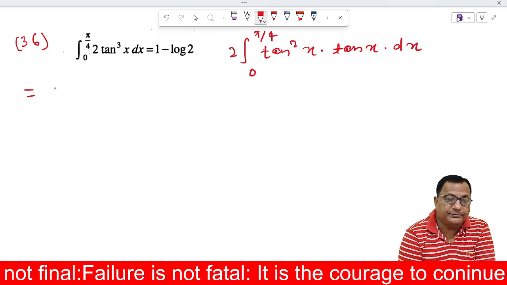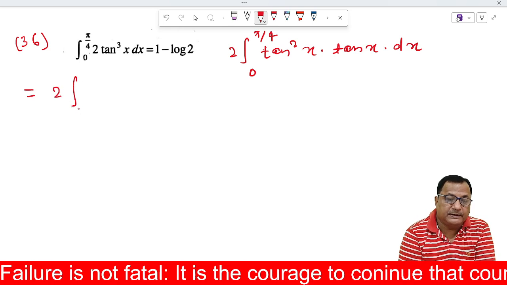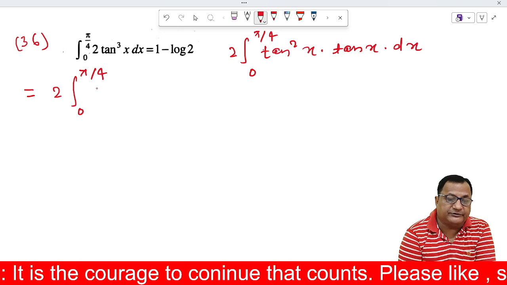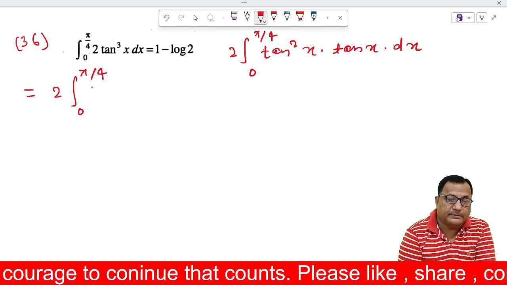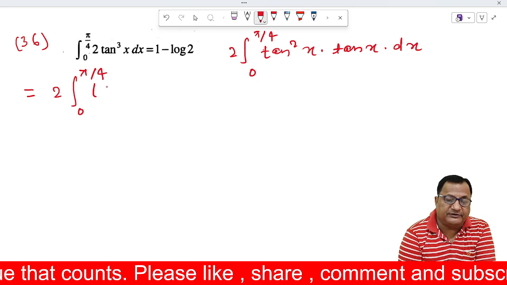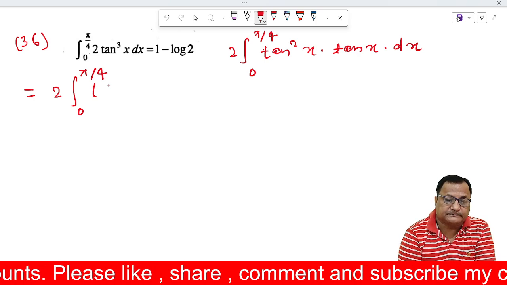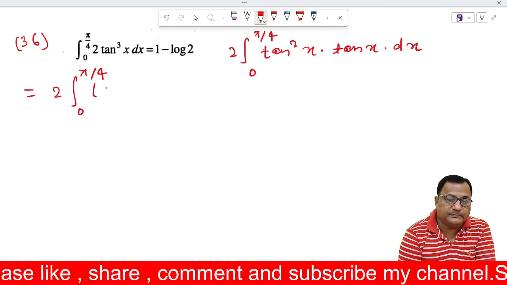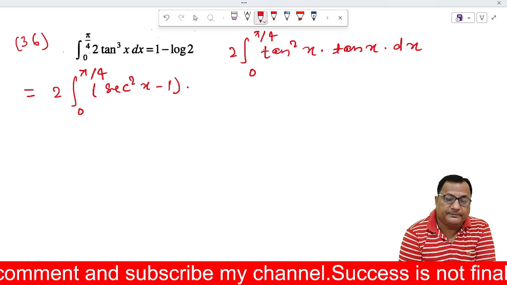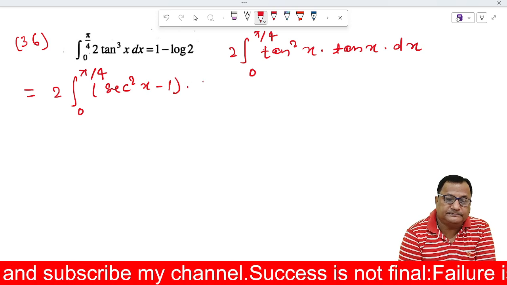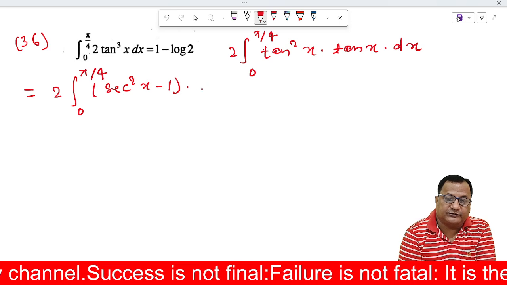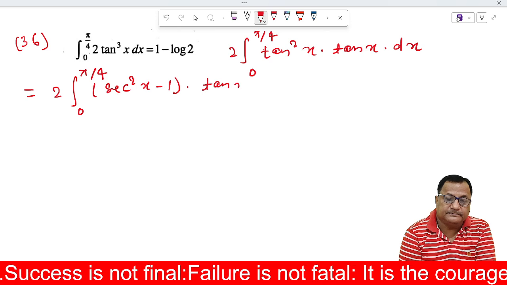Now we will write 2 times the integral from 0 to pi by 4 of tan square x. Tan square x we can write as sec square x minus 1, since sec square x minus tan square x is equal to 1. So it is sec square x minus 1, into tan x dx.